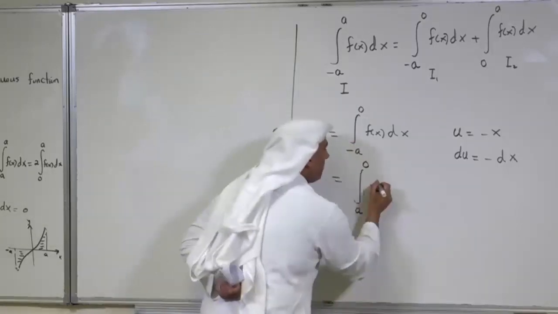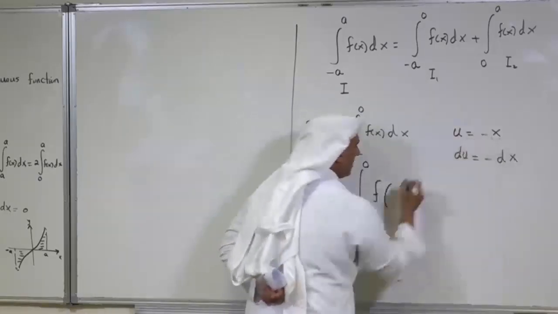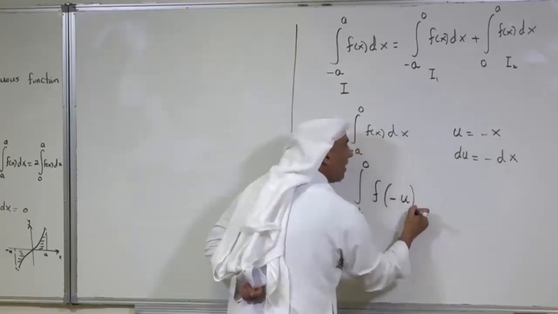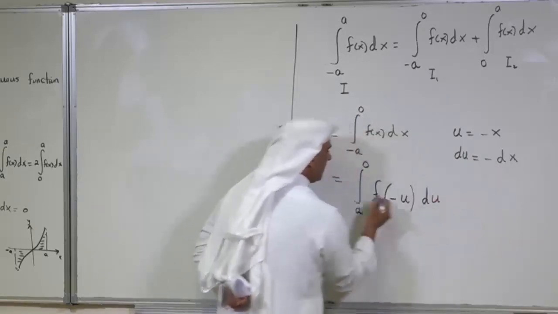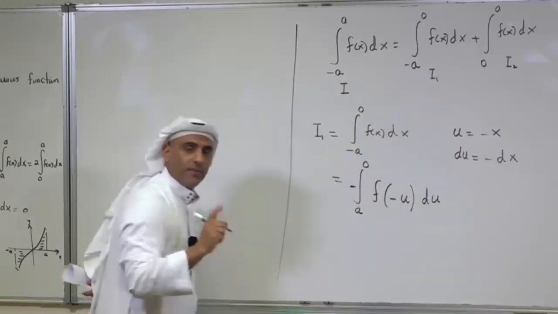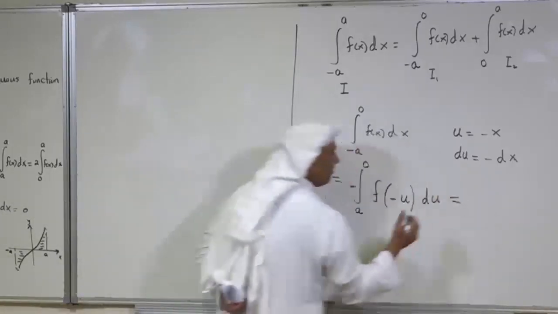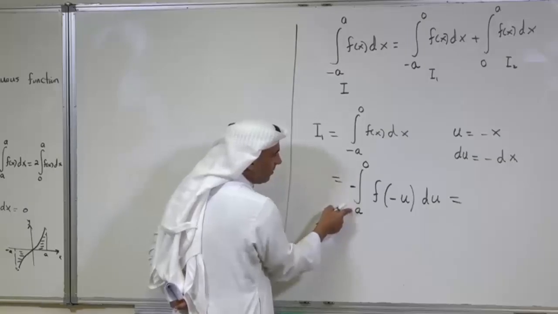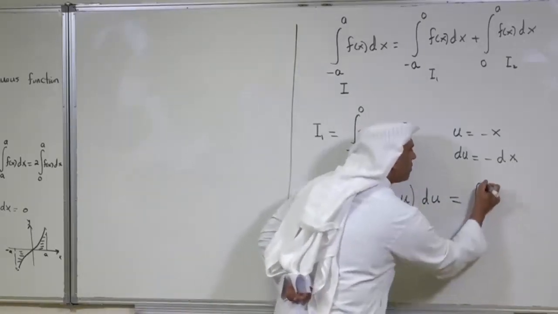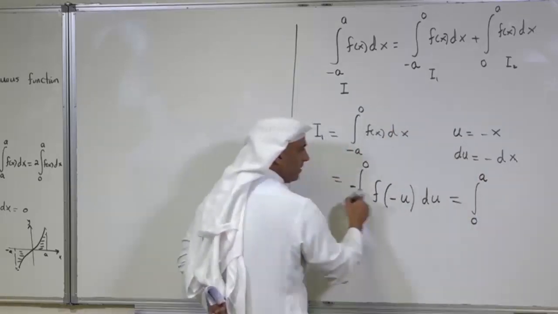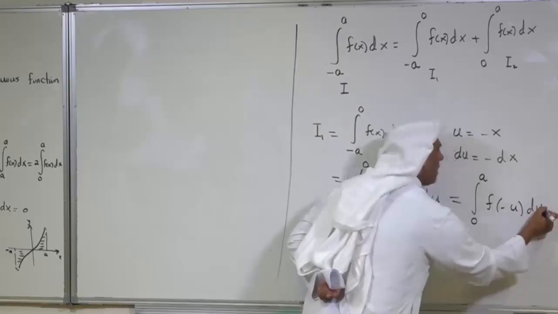What about the integrand? It will be f of, look, what is x? x is equal to minus u. And dx is minus du. So this is du, and I need a minus sign outside. Just give me attention now. From the properties we did, the integral from a to 0 multiplied by a minus, you can switch and write it from 0 to a and remove the minus sign. And still we have f of minus u du. Okay, we are almost done.